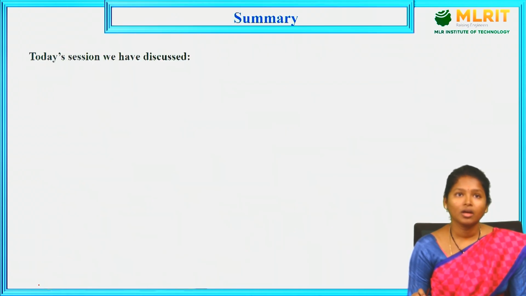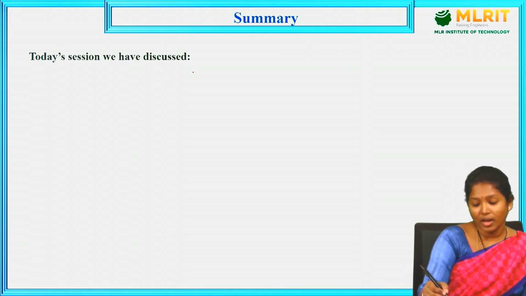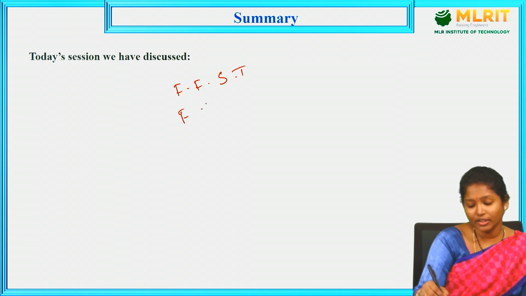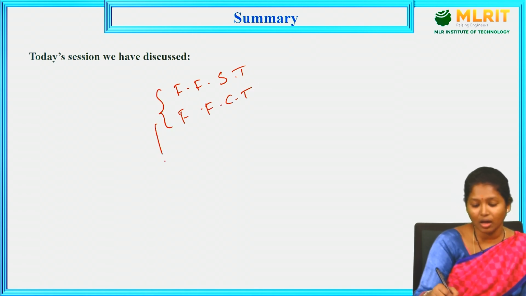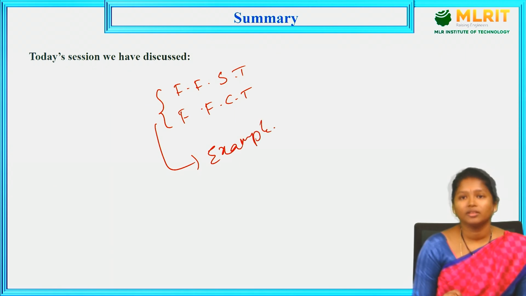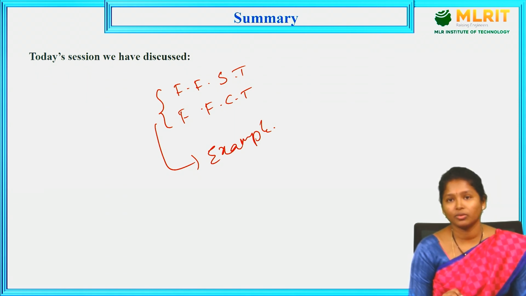In today's session, we discussed the finite Fourier sine transform formula and finite Fourier cosine transform formula. Based on these formulas, we discussed an example. This is the last topic of the Fourier transforms in unit 5, on numerical integrals and Fourier transforms. Thank you.